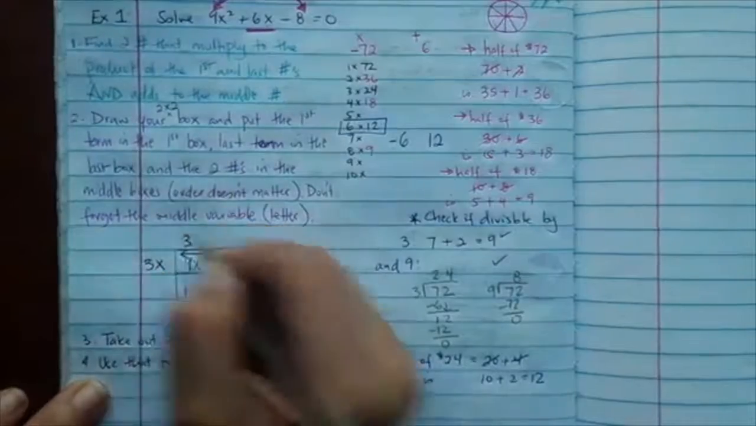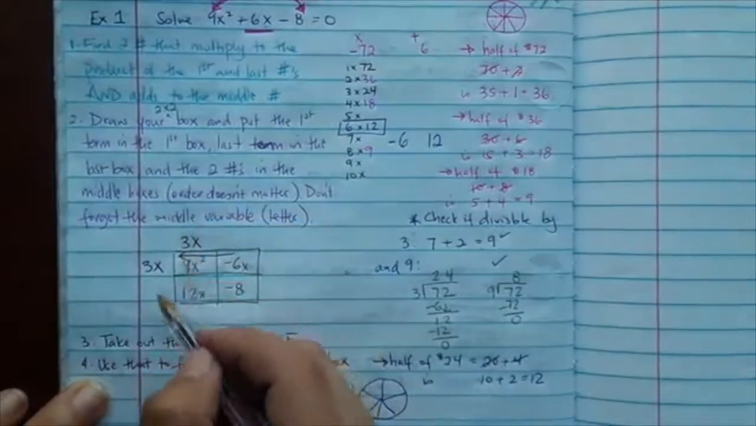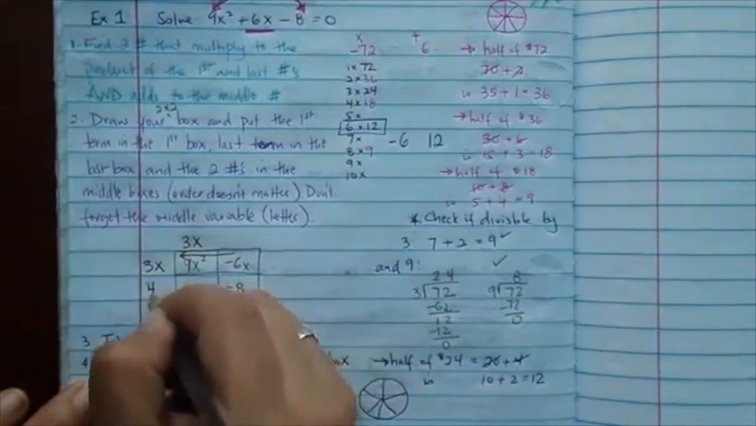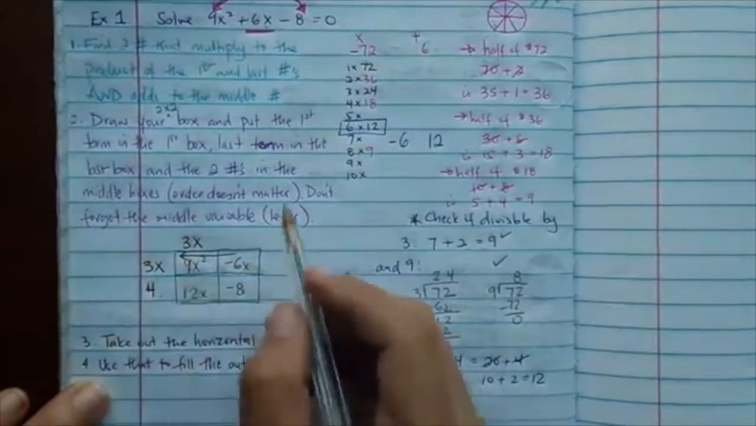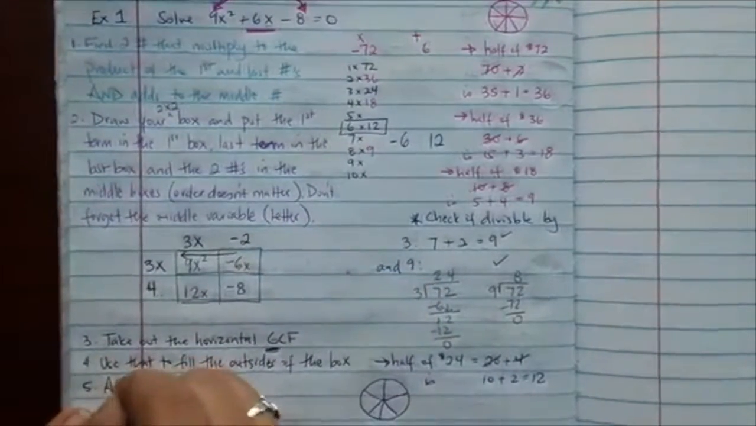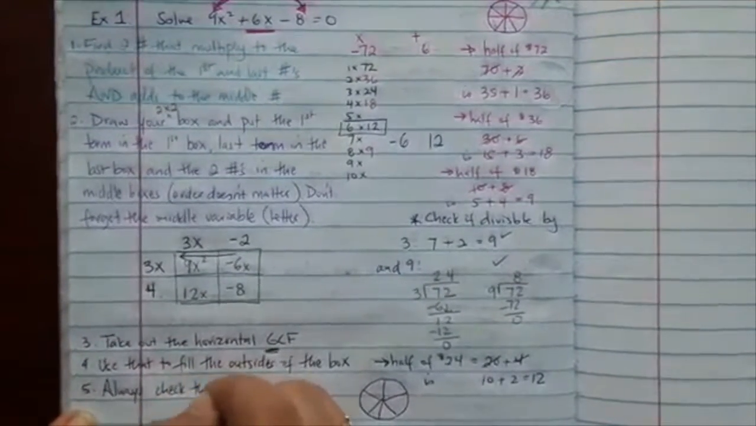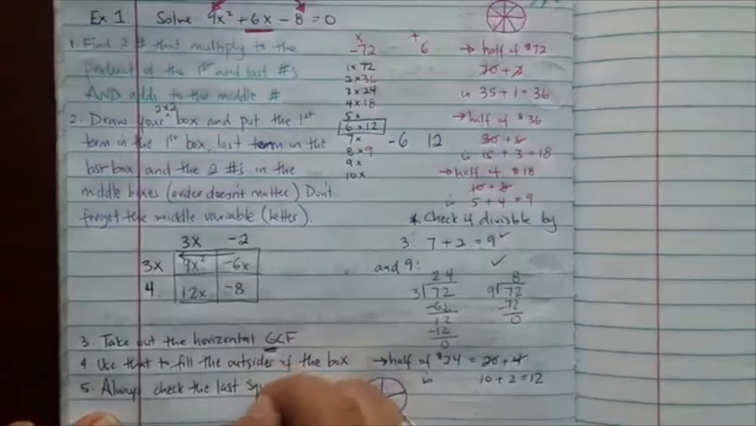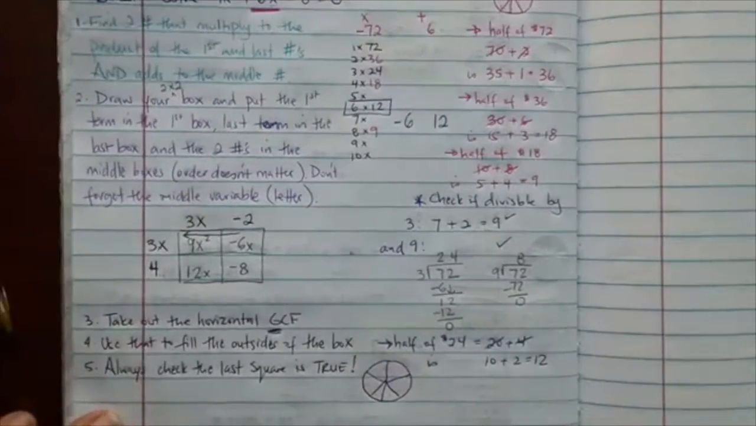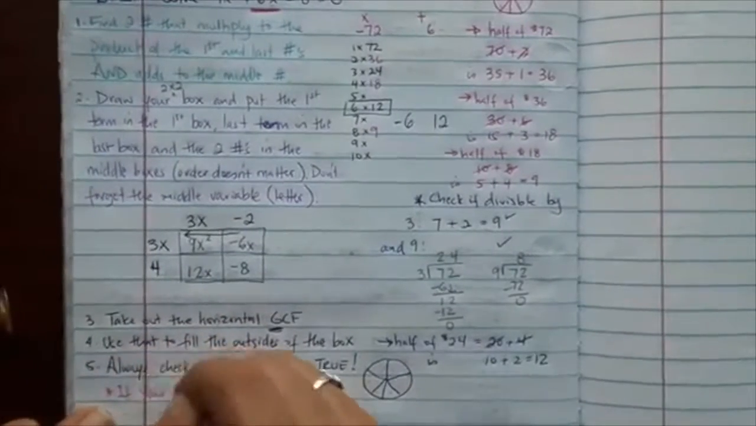So 3x times something is 9x squared, and that's going to be 3x. That times that is that, so that's got to be 4. That times that is that, that's going to be negative 2. And then number 5, always check that the last square is true. Sometimes you guys are putting in answers and you haven't checked that last square. That last square must be true. So 4 times negative 2 is negative 8, so it's true.